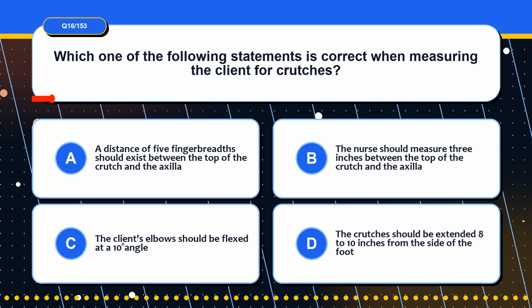Question 16. Which one of the following statements is correct when measuring the client for crutches? Here are the options. Option A, a distance of 5 finger breadths should exist between the top of the crutch and the axilla. Option B, the nurse should measure 3 inches between the top of the crutch and the axilla. Option C, the client's elbow should be flexed at a 10 degree angle. Option D, the crutches should be extended 8 to 10 inches from the side of the foot.